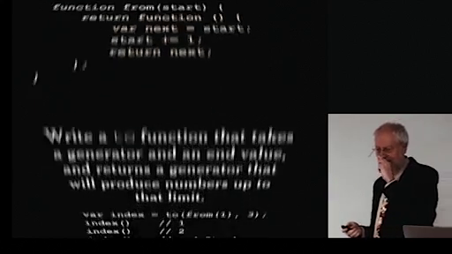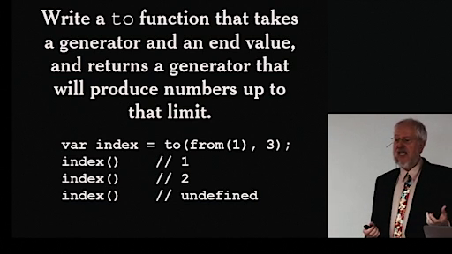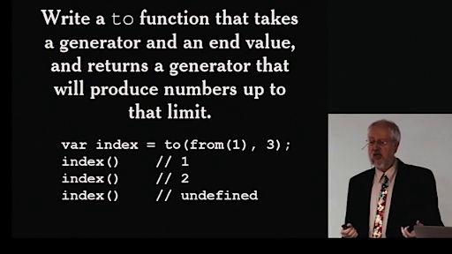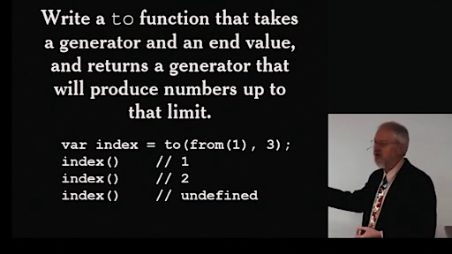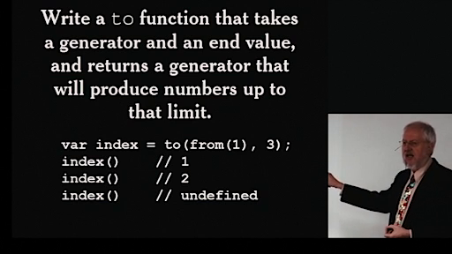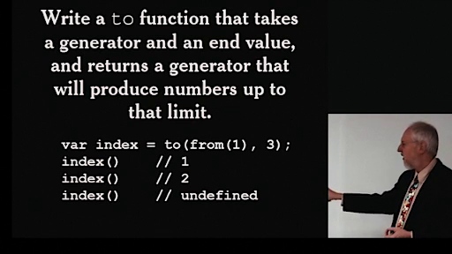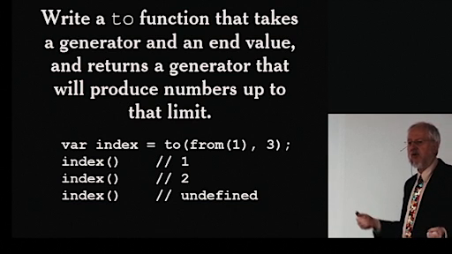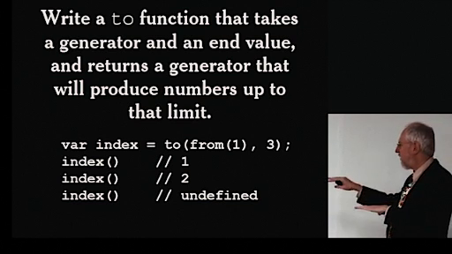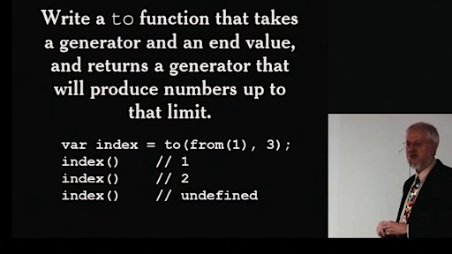Okay, here's the next one. Write a to function that takes a generator and an end value and returns a generator that will produce numbers up to that limit. So we'll pass to the to function a generator that we make with our from function. So we'll pass from 1 to 2, and we'll also pass it a 3, and it will return a generator which will return values up to the limit to 2, and from that point on it will return undefined instead.